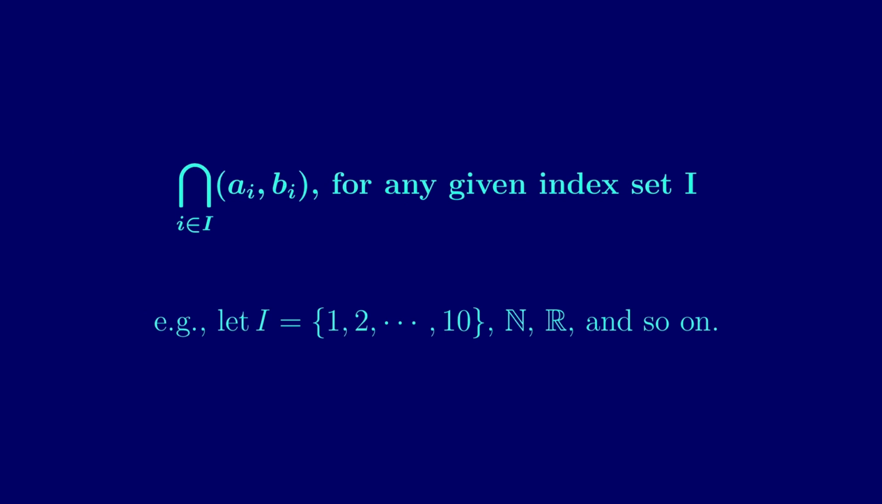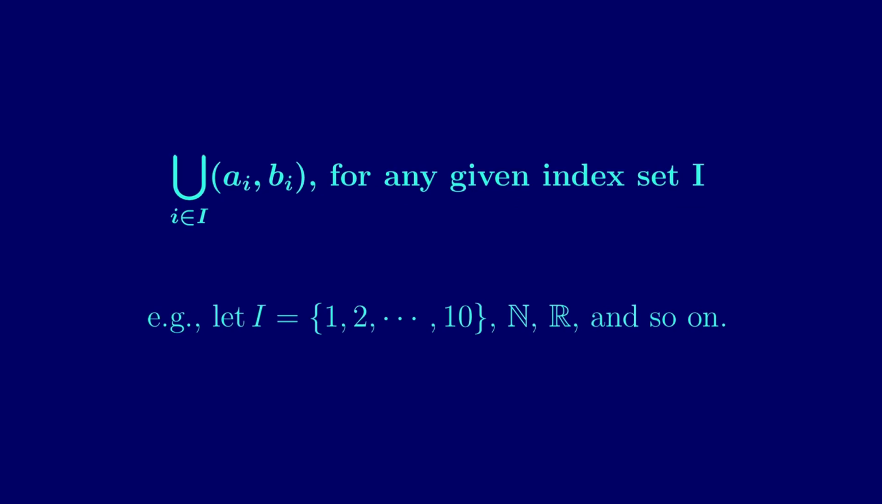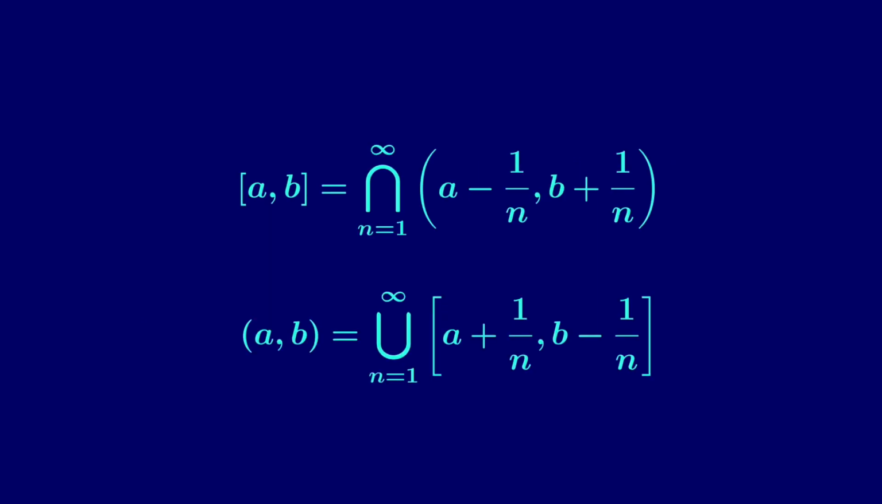As you know, the intersection of any collection of closed sets is still a closed set, and the union of any collection of open sets is still an open set. But what about the intersection of open sets, or the union of closed sets? Today, we will explore two set equalities. We will prove the first one in this video and prove the second one in another.